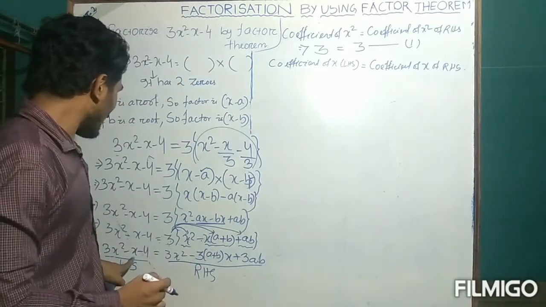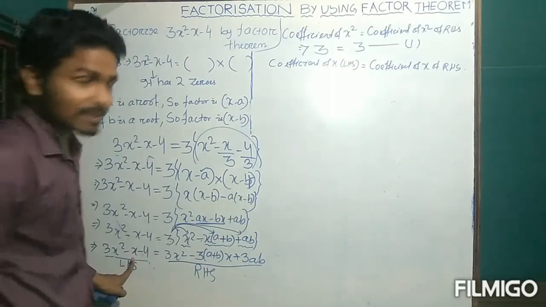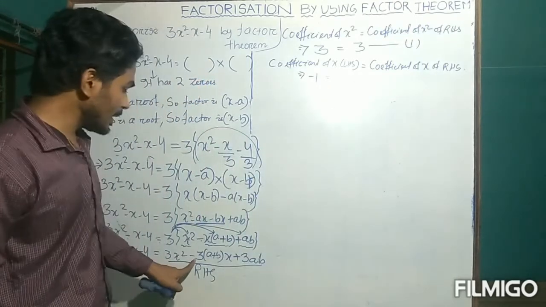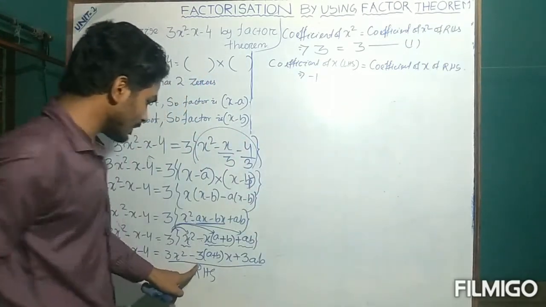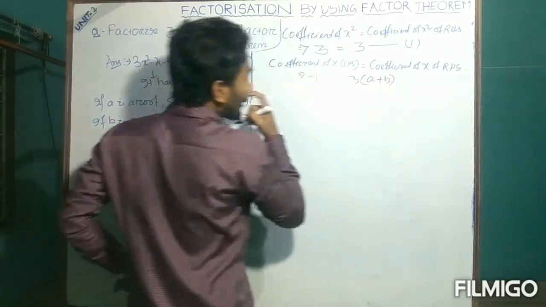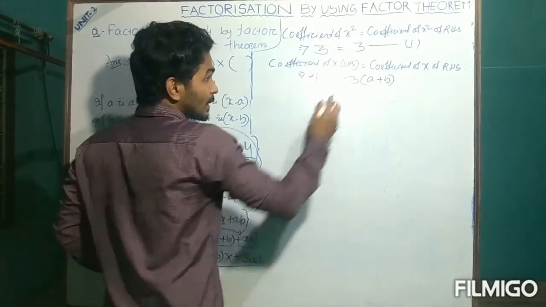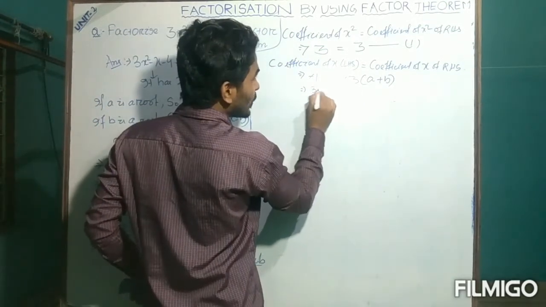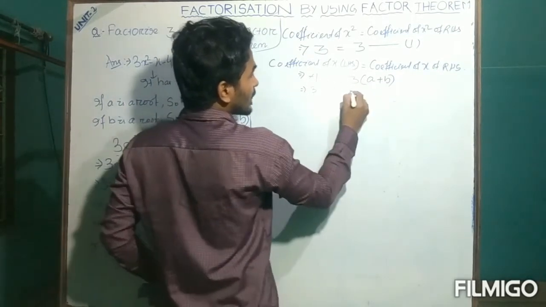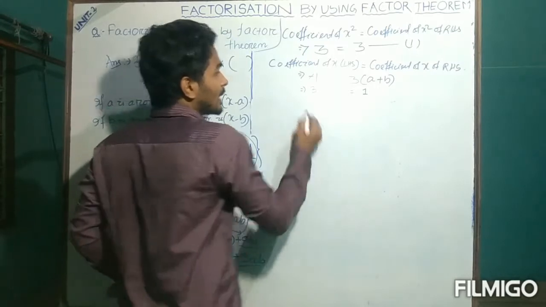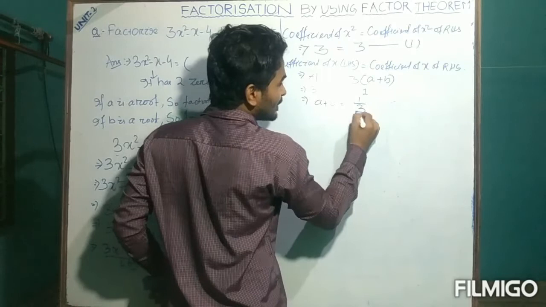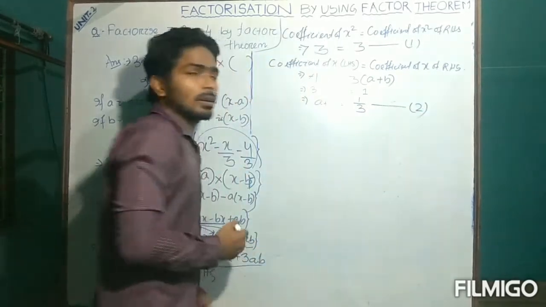Now the coefficient of x here is minus 1. I am writing minus 1 is equal to minus 3 whole into a plus b. Minus minus cancelled out. You can write it conversely as 3 whole into a plus b, writing the second term first and the first term second. Then what is the value of a plus b? a plus b is equal to 1 by 3. This is equation 2.